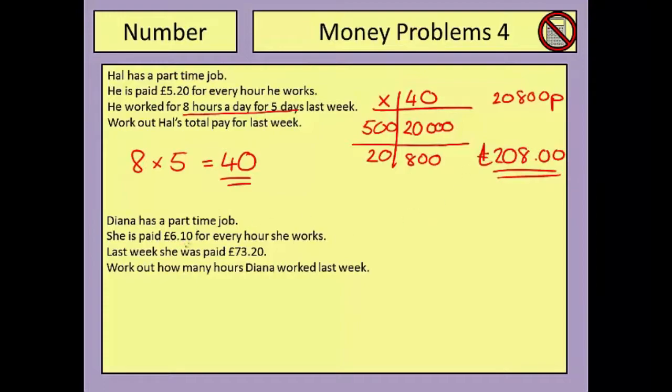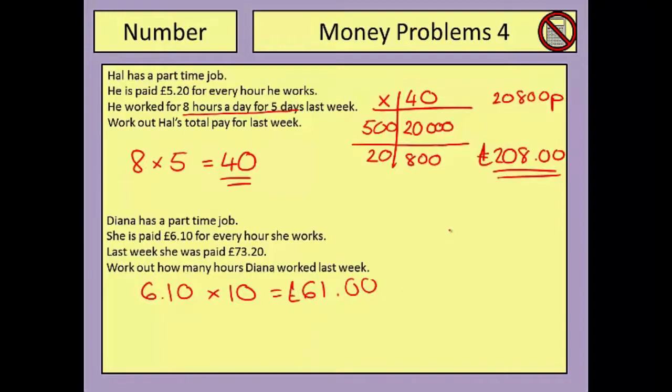Diana has a part-time job. She's paid £6.10 for every hour she works. Last week she was paid £73.20. So similarly to the previous example, I'm going to first start by doing £6.10 times 10. This takes me up to £61, which isn't quite there, but it's pretty close.